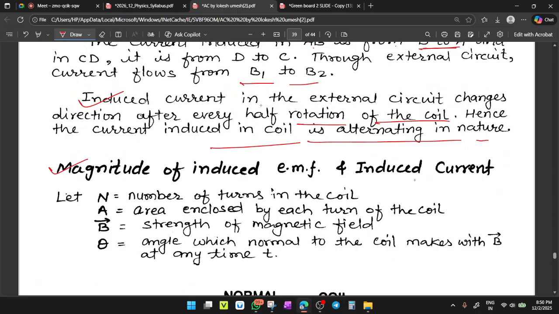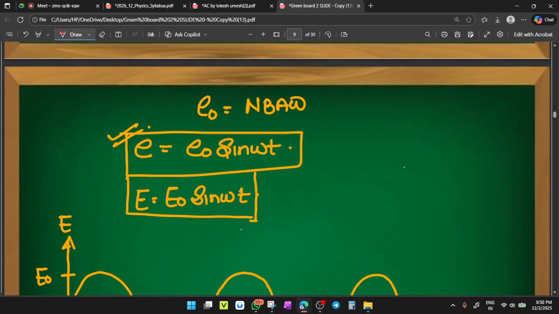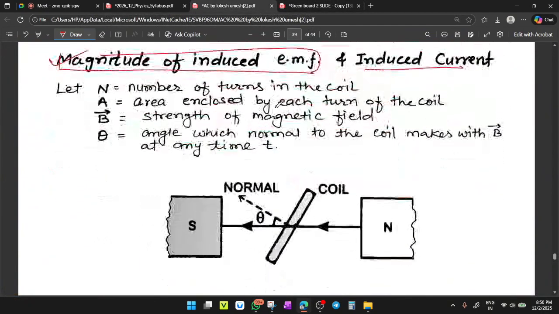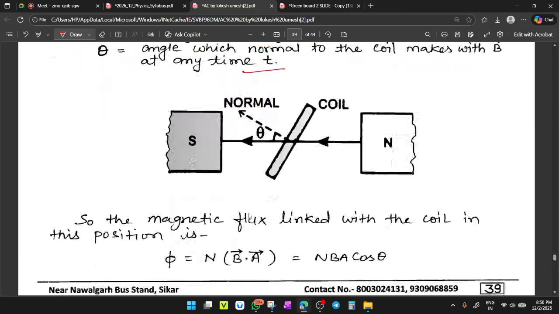Magnitude of the induced EMF and induced current: we have to find the magnitudes of induced EMF and induced current. We have calculated the magnitude of induced EMF with the same derivation, E equals E naught sine omega t. Here N is the number of turns of the coil, A is the area enclosed by the coil, B is the strength of the magnetic field, and theta is the angle the normal of the coil makes with B at any instant of time t.